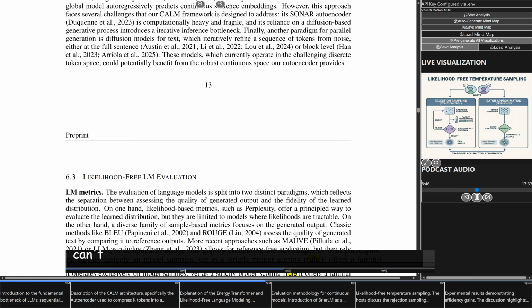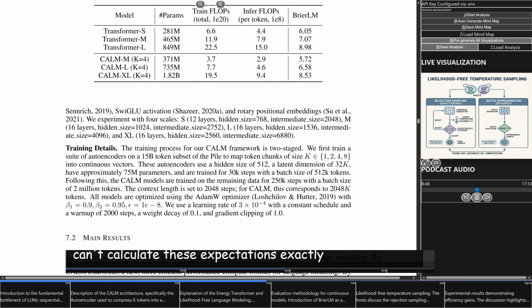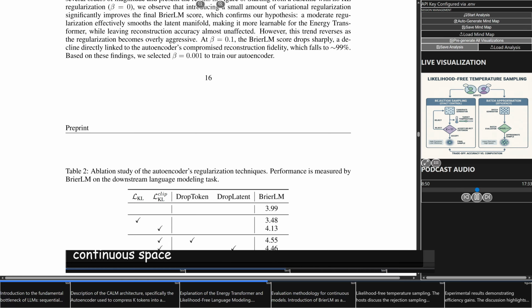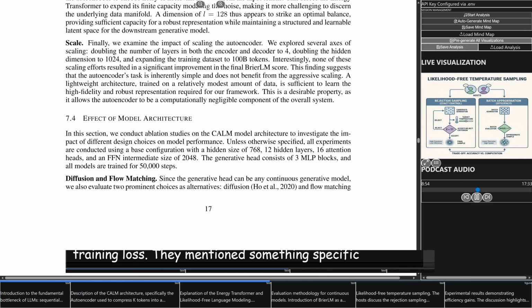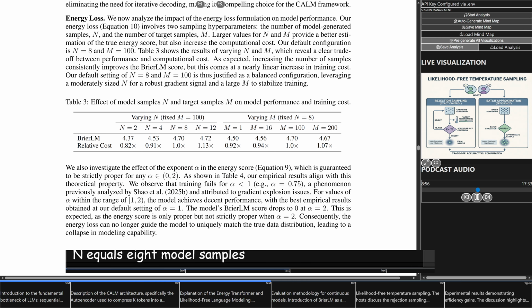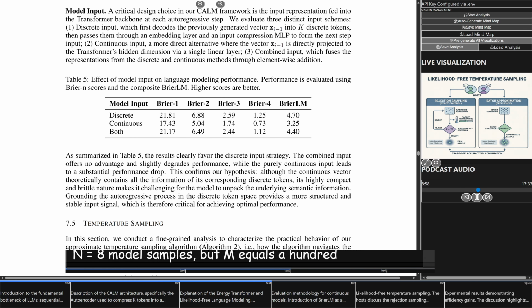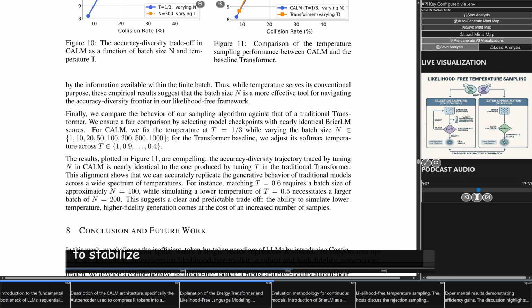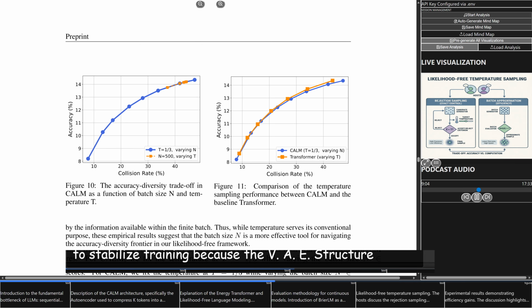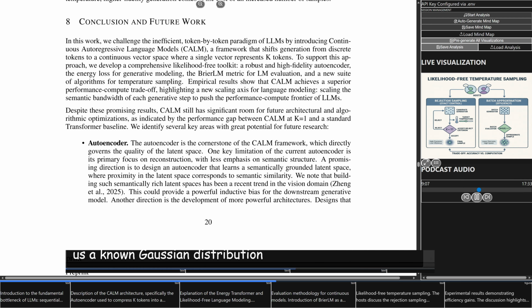And since you can't calculate these expectations exactly over a continuous space, they use Monte Carlo estimation for the training loss. They mention something specific, drawing n equals 8 model samples, but m equals 100 target samples from the VAE. Yeah, that's a really clever engineering trick to stabilize training. Because the VAE structure gives us a known Gaussian distribution for the target.